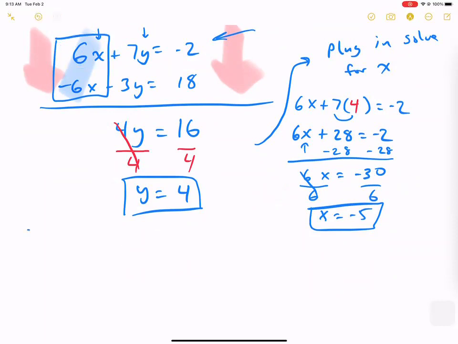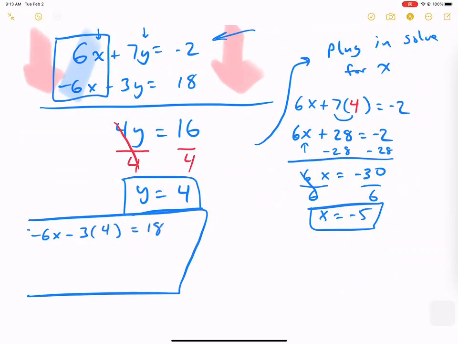Let's go ahead and look at our side example here. What if I did the negative 6x minus 3y? What did we say y was? Y was 4, right? Equals 18. And let's see how this turns out. We have negative 6 times a positive 4, negative 12. I should write this nicer, I'm sorry. Negative 6x minus 12 is equal to 18.